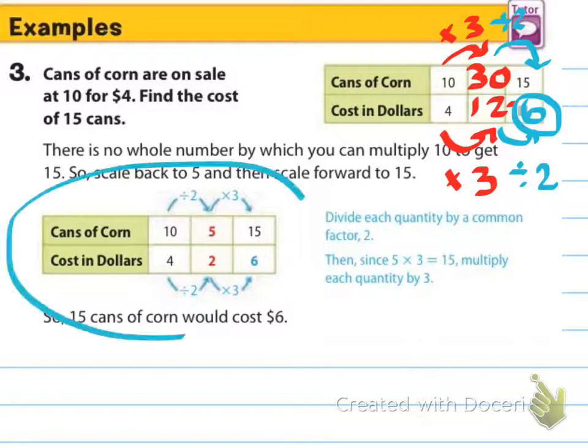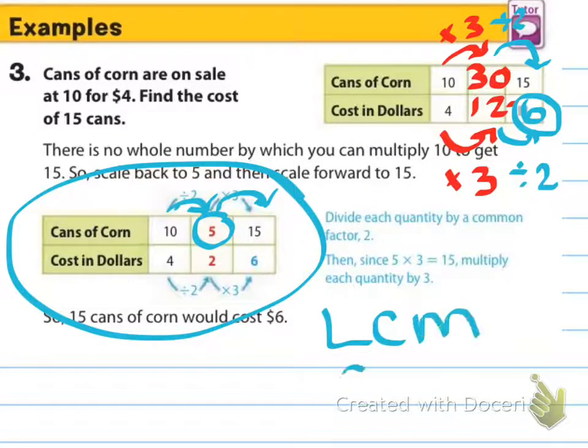Notice that in their example, they had scaled down, and in the middle, instead of using the least common multiple, they used the greatest common factor. Using the greatest common factor, 5, they divided, scaled down by 2, and then later had to scale up by multiplying times 3. So it's all about whichever method you'd like to use. Of course, either one would work. You're either using the LCM or the GCF.